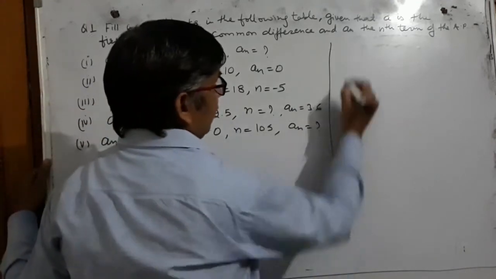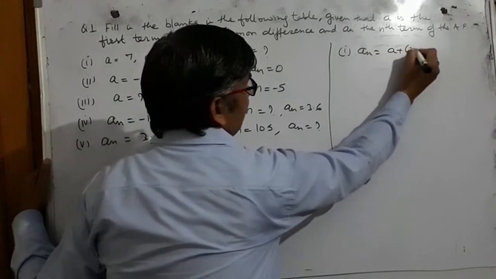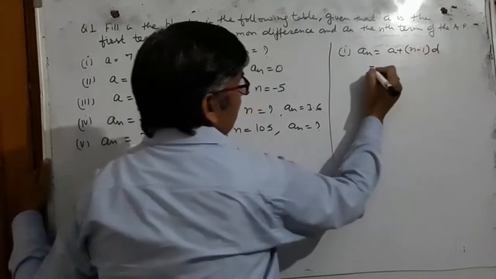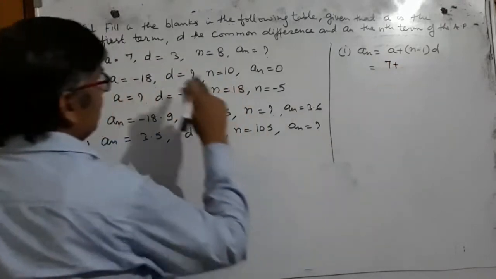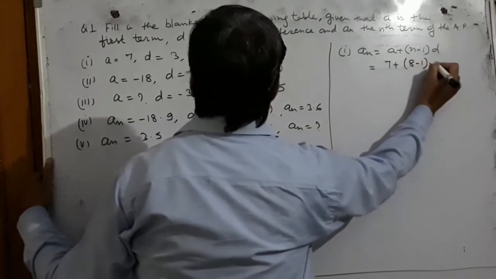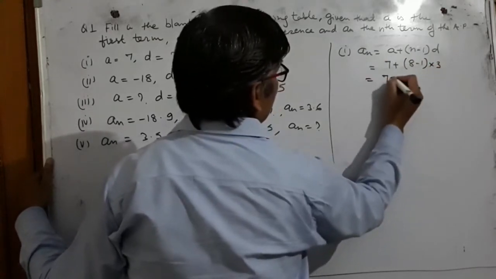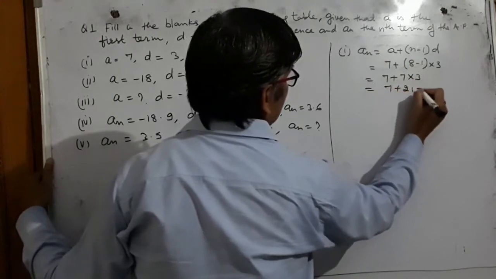So number 1, an equals to A plus n minus 1 into D. A is 7, n is 8 and D is 3. So 7 plus 7 into 3, 7 plus 21, that is 28.